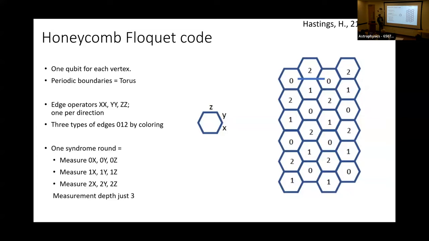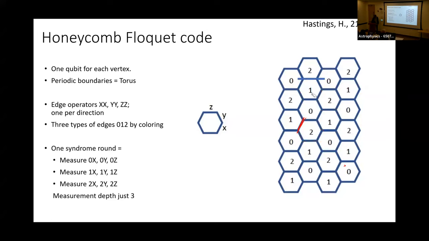And then what you do, the protocol of this being a code, is that you measure all the zero edges. The operator you're measuring depends on the orientation. You can apply a local change of basis so that all the zero edges are the same. But this is round one.